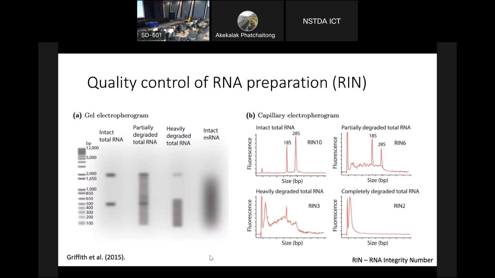These days, we have a method called RIN, RNA integrity number, to evaluate how good is our RNA preparation. I think this was developed by Agilent. They actually have software to do this calculation. So the RIN number can range from 0 or 1 to 10, with 10 being the best and 0 or 1 being the worst. Here you can see 10, which is intact total RNA, and you can see 2, which is completely degraded total RNA. So there's a way to determine whether your preparation was good, right?